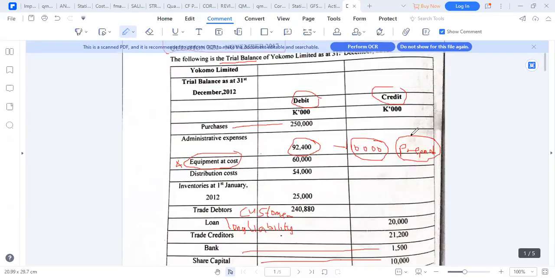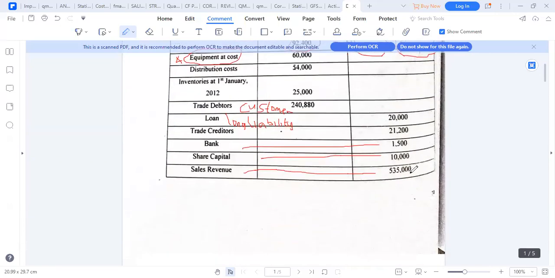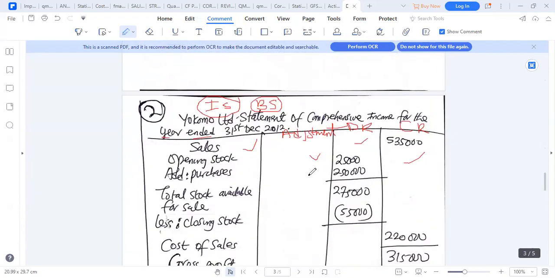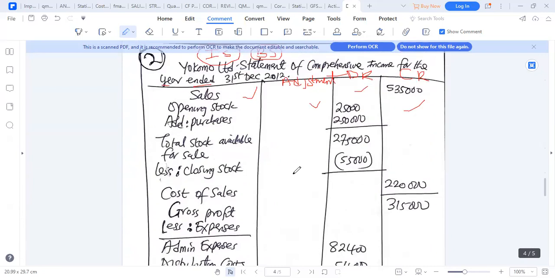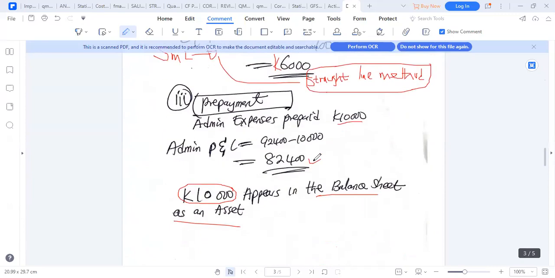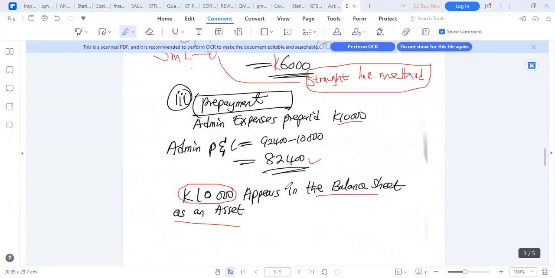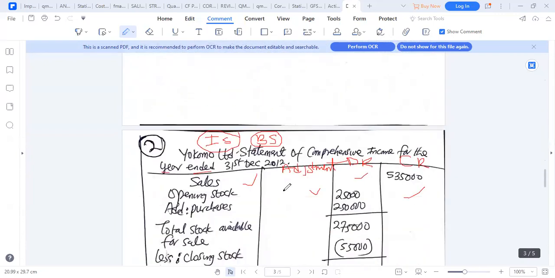Or any other entry, any other figure here should be used. All right. So the sales revenue is 535,000. Where does it come? Using the format, sales is coming there. Then what next? This column is for adjustment. Well and good. If you have done the workings somewhere, like here, on a separate paper, you can leave this column blank because the examiner would have already seen the workings to see where these figures are coming from.